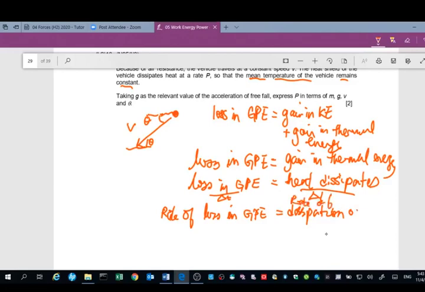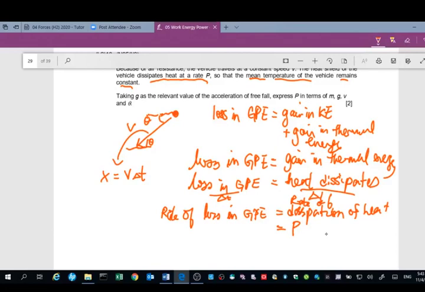And this is our P, the one given in the question above: dissipates heat at the rate of P. So on the right hand side we have P, and on the left hand side is the rate of loss in GPE. We know that this vehicle dropped down at an angle. So let's say in a time delta t, it travels a distance along this direction. This x is equal to v times delta t.